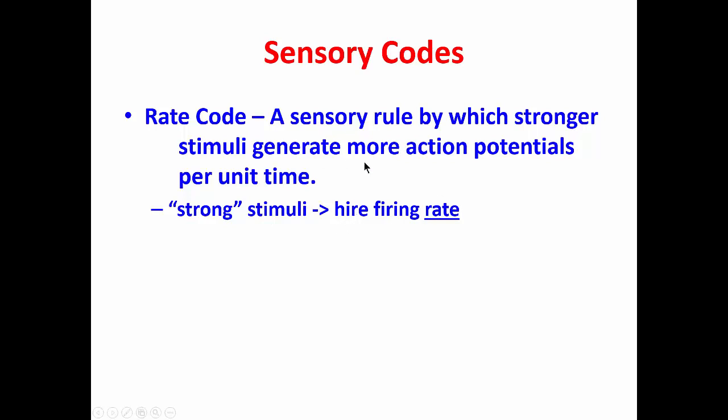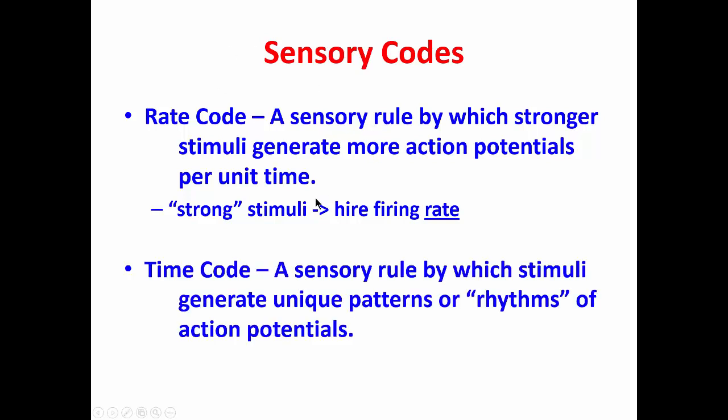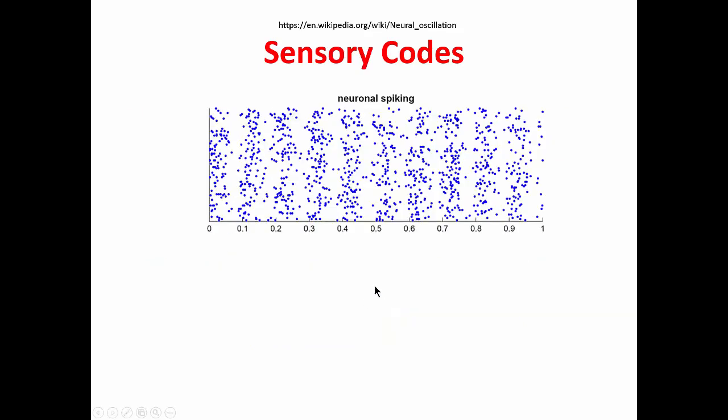And we can contrast the idea of a rate code with the so-called time code, a sensory rule by which stimuli generate unique patterns of rhythms of action potentials. Here, a picture will help us to understand the distinction between a rate code and a time code. In this diagram, we have time along the x-axis, and we're looking specifically at 1 second of time. The small blue dots that you see across this 1 second indicate the firing of an individual neuron, neuronal spiking. The more dots, the more firing.